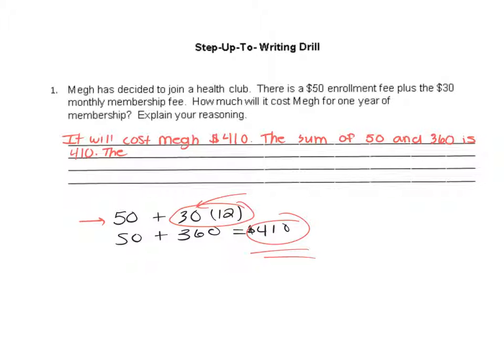So we have the answer. It will cost Meg $410. We say our main step, which is the sum of 50 and 360, is 410. And then I'm going to explain the $50. So the $50 is the enrollment fee.